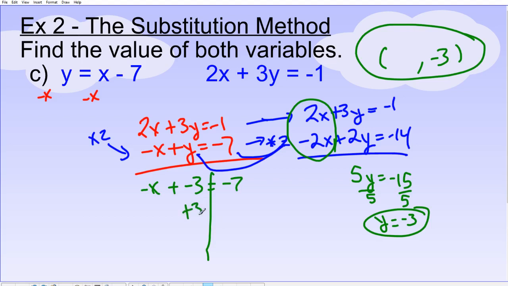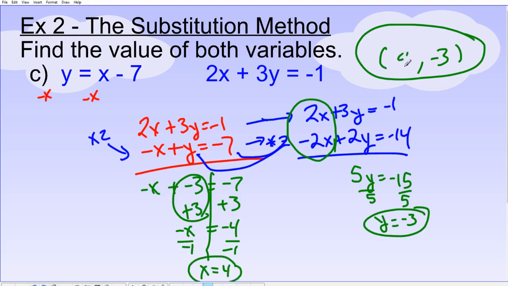I'm going to add 3 to both sides. Negative x is equal to negative 4. I'm going to divide by negative 1 on both sides because it's a negative x, giving me x equals positive 4. So the point (4, negative 3) is the solution to this system of equations. It is the point where they both intersect.